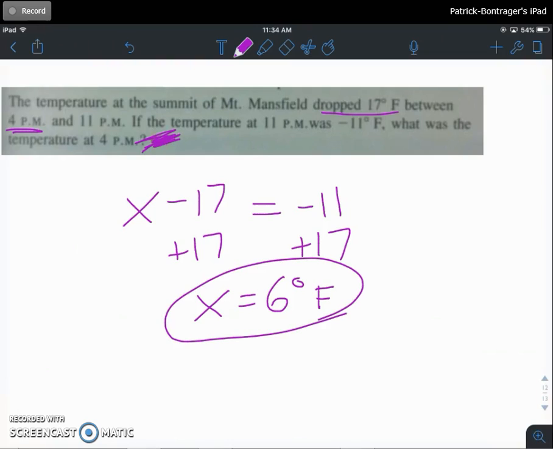And I need to probably relabel that too. At 4 p.m., it was 6 degrees Fahrenheit.